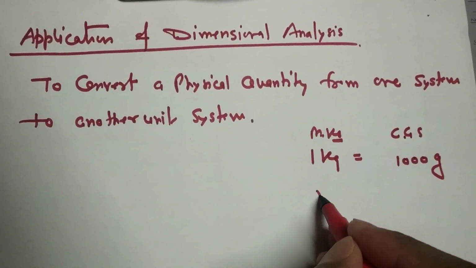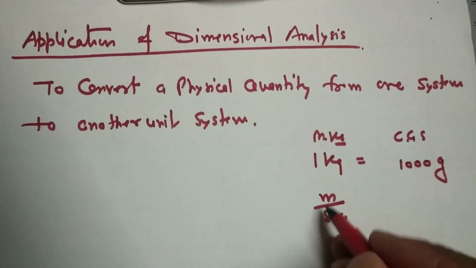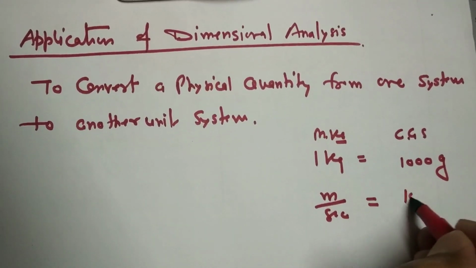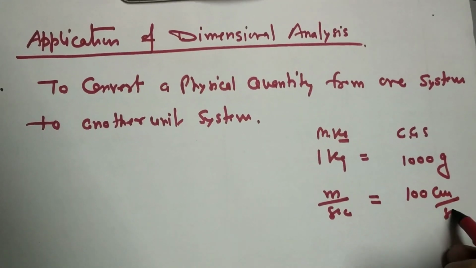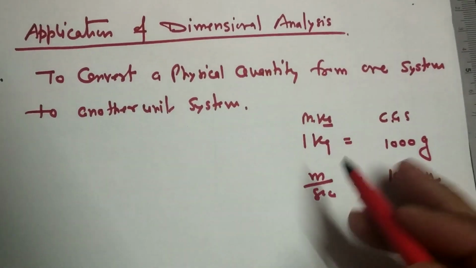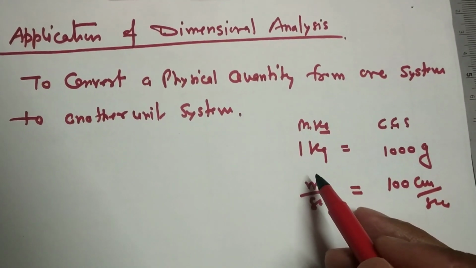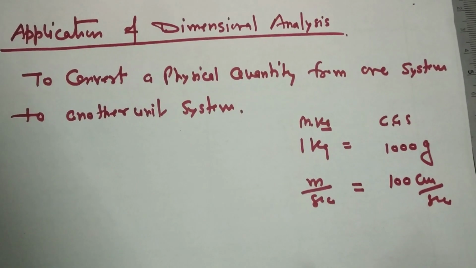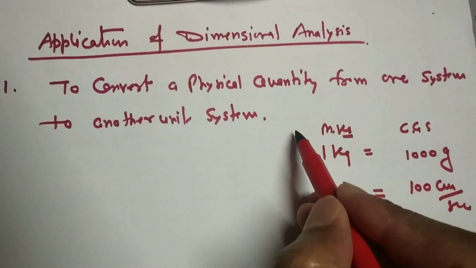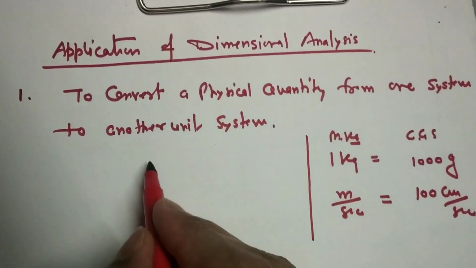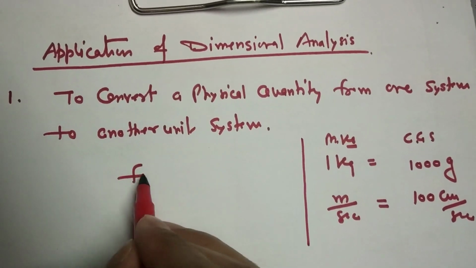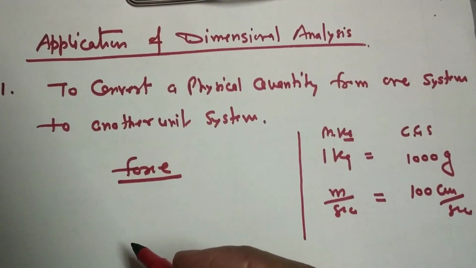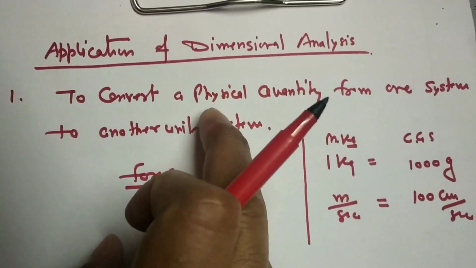In speed, suppose in MKS we are taking speed meter per second. In CGS it is 100 centimeter per second. So easily we can convert one unit system to another unit system. For any physical quantity we can change. Okay. In force, in a simple way we will convert the unit of force from MKS to CGS. In simple way we will apply this application later on.